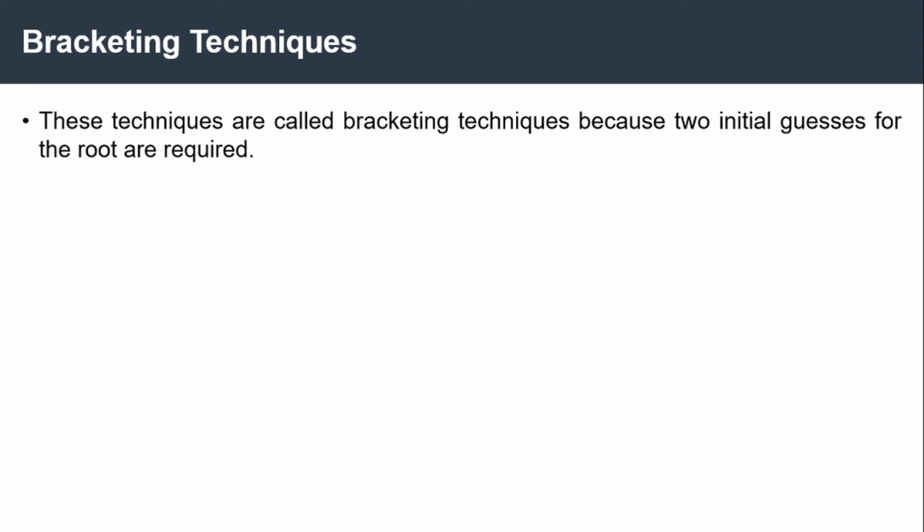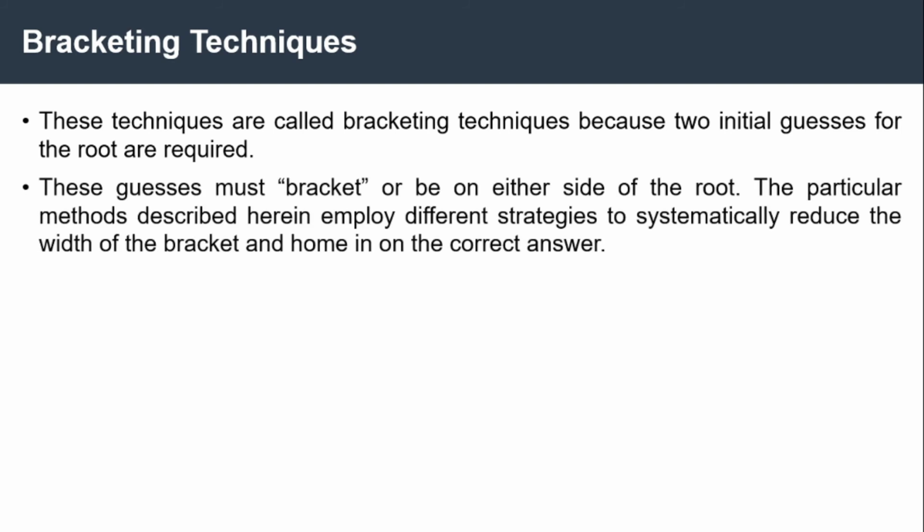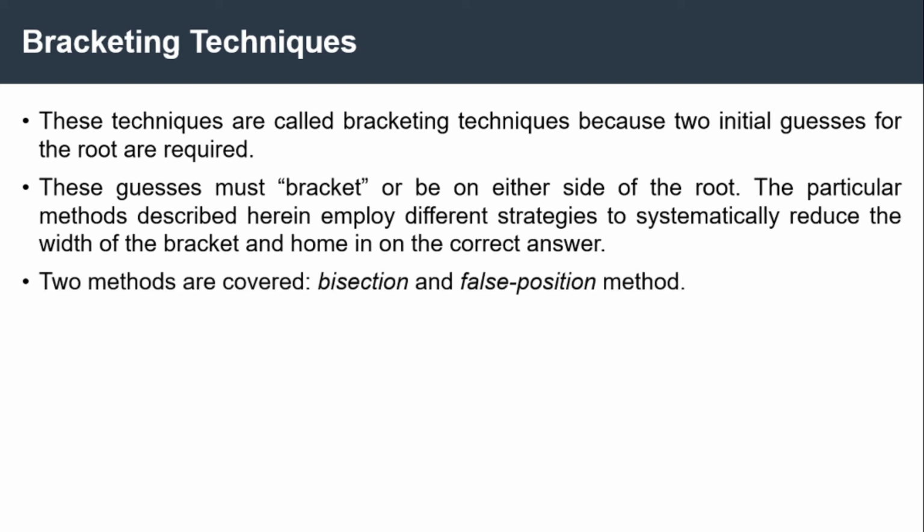For the roots of equations, we have two techniques or methods. First, we have the bracketing techniques. These techniques are so-called bracketing techniques because two initial guesses for the root are required. And these guesses must bracket, or be on either side of, the root. The particular methods described herein employ different strategies to systematically reduce the width of the bracket and home in on the correct answer. Two methods are covered. We have the bisection method and the false position method.